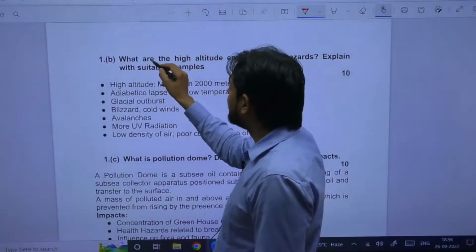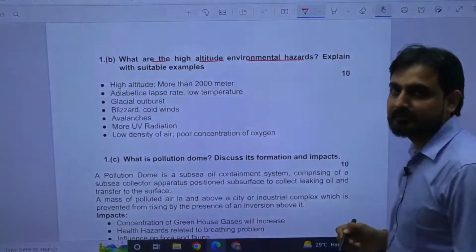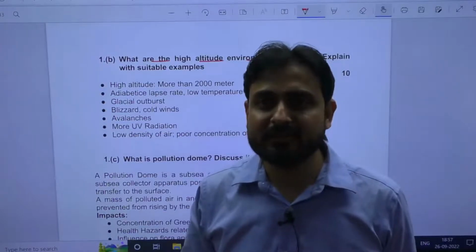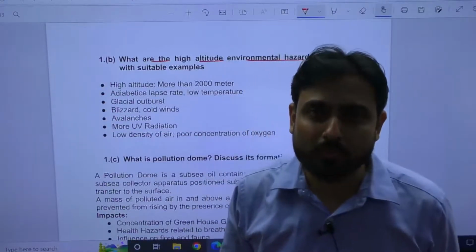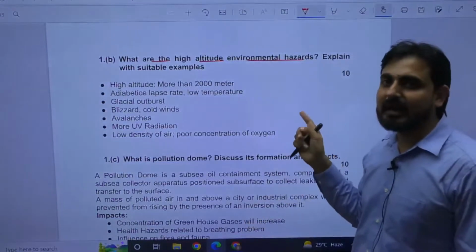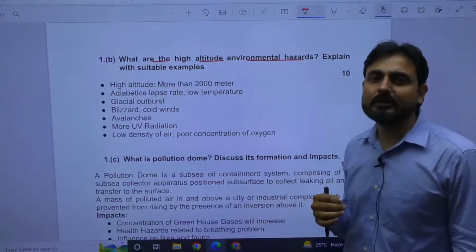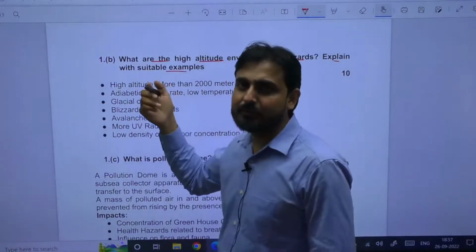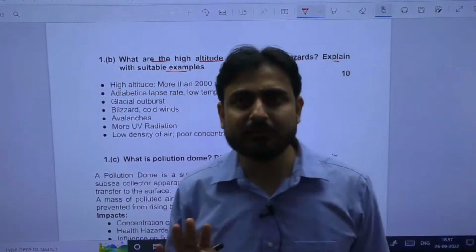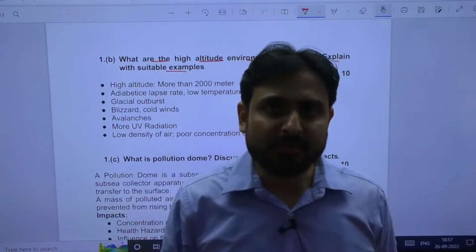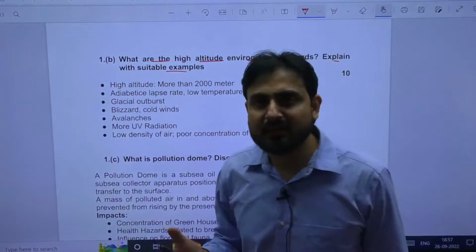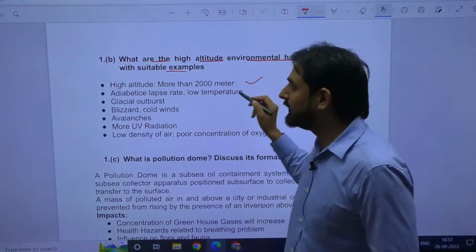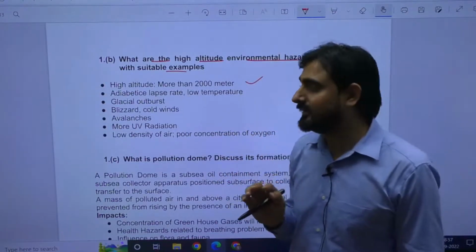What are the high altitude environment hazards? If you have ever toured the Himalayas, high altitudes, then you know very well what the high altitude hazards are, especially on health. Explain with suitable example. First we need to define what is high altitude and what kind of environmental hazards occur at high altitude. Anything maybe 2000 or 2400 meters above, we generally consider as high altitude.